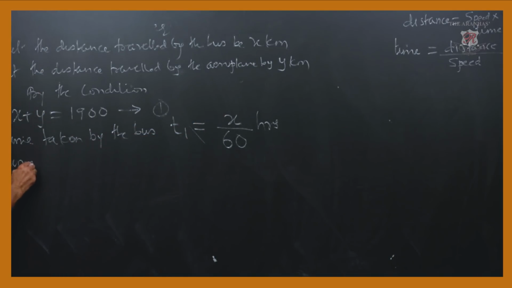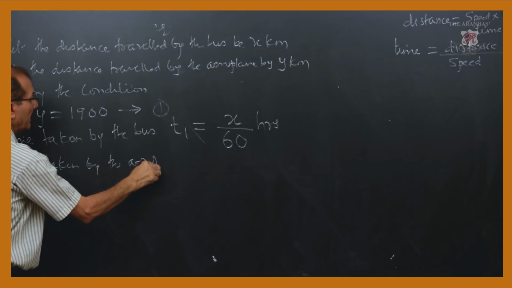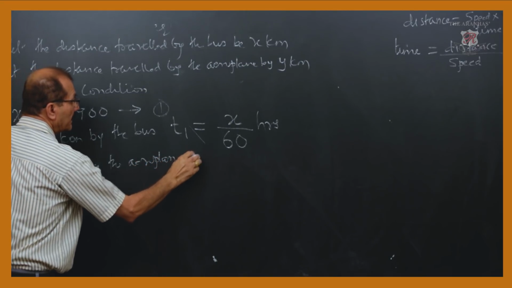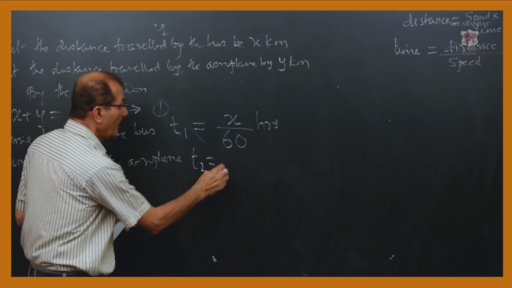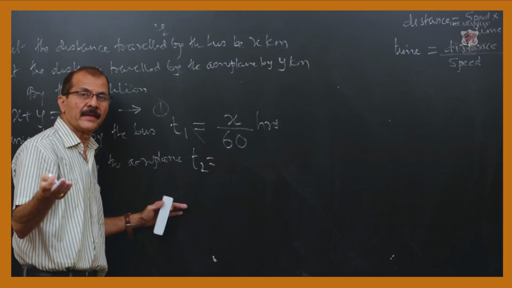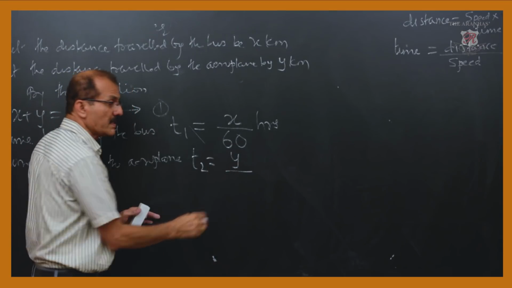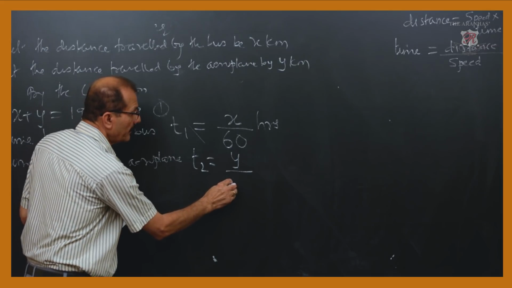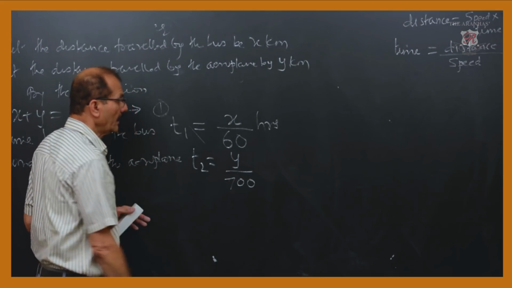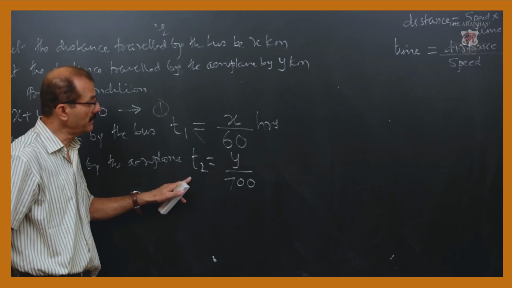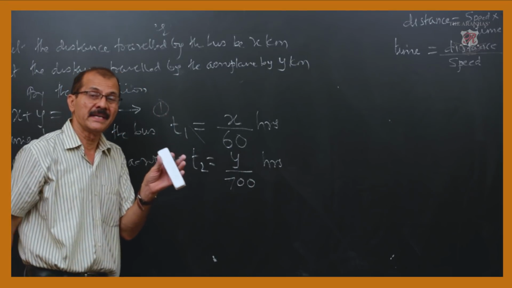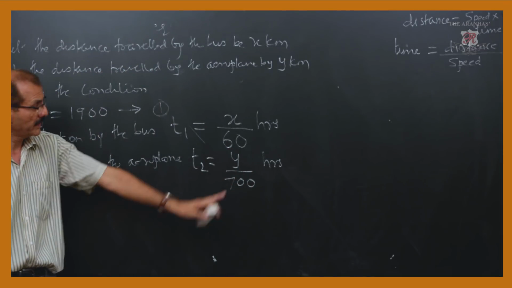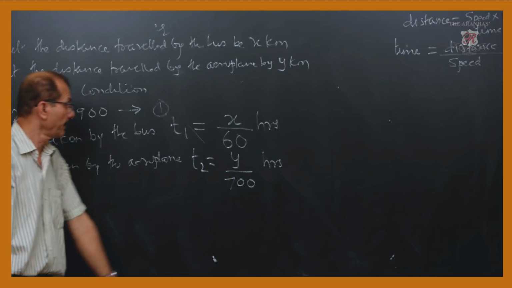Similarly, time taken by the aeroplane, say T2, is equal to, what's the speed of the aeroplane? What is the distance traveled by the aeroplane? Y. What is the speed of the aeroplane? 700. Since time is measured in hours, why hours? Because the speed is in kilometers per hour. So that is why time will be in hours.